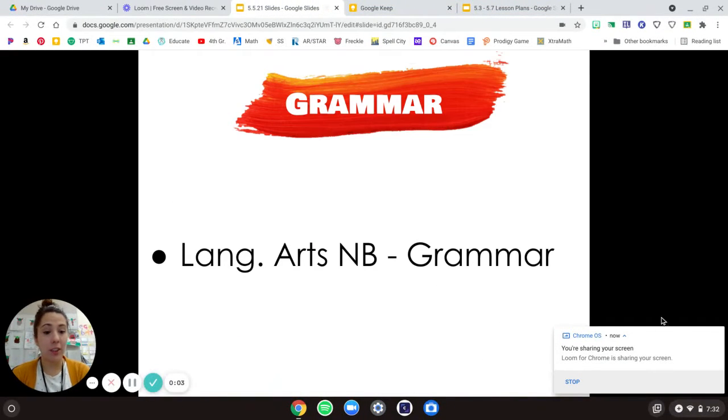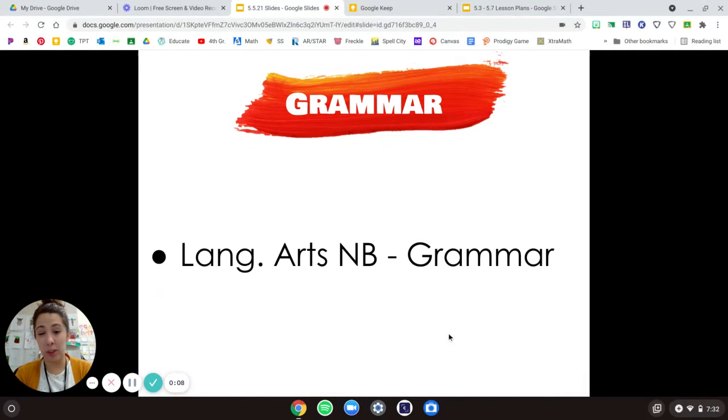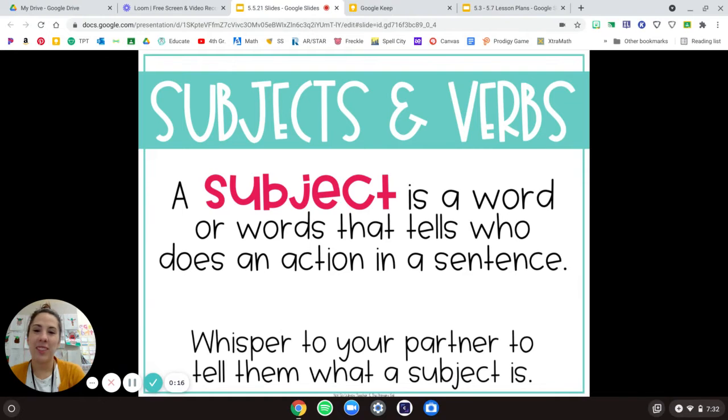Fourth graders, so for grammar today, you're gonna want your language arts notebook in the grammar section to maybe write down some things that will be helpful for you as we continue with our next grammar unit. So this next unit we're going to talk about is subject and verbs.